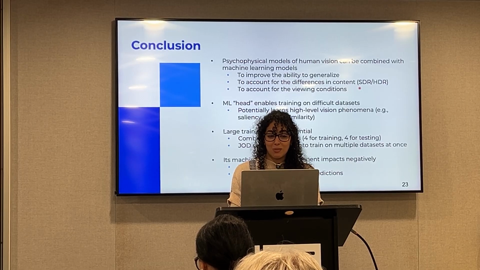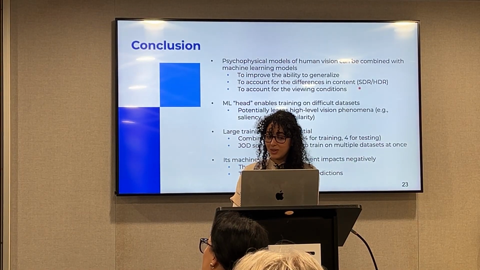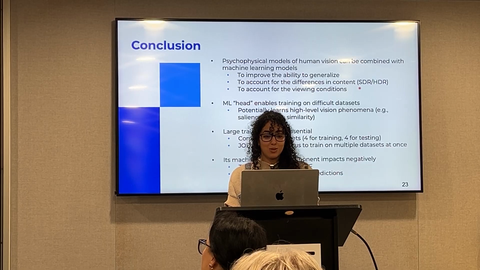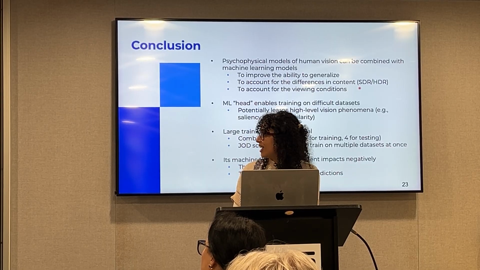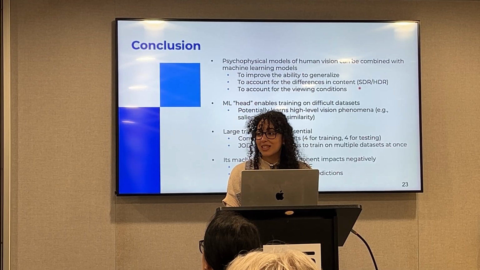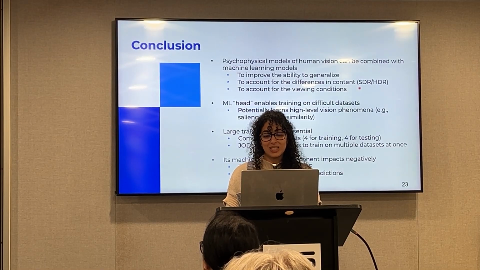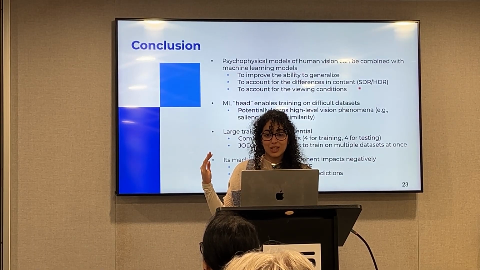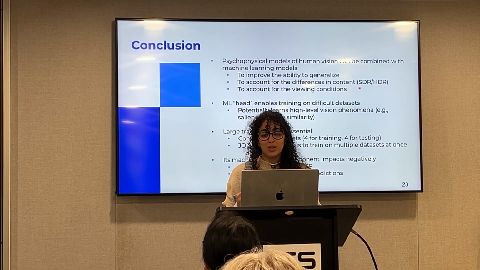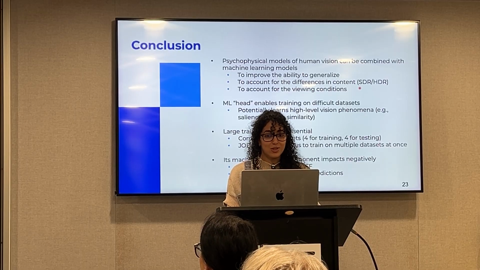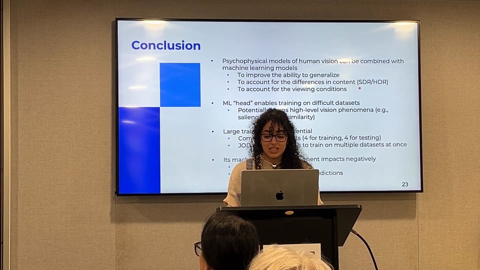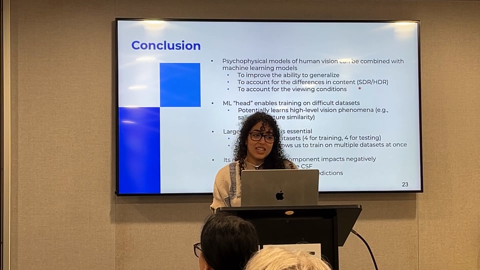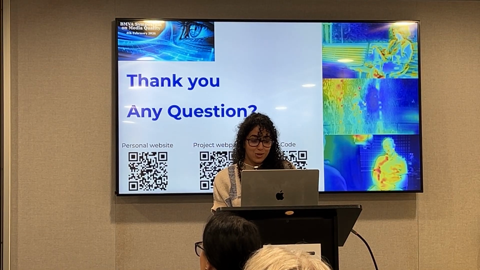However, we also found that the machine learning component negatively impacts both the modeling of the CSF and the monotonicity of the prediction. It's still a work in progress, something we're still working on and trying to improve. We still want to have the same high correlation that we get using transformers, but we also want to be able to model accurately the CSF and all the viewing and display conditions, and have something that can be used as a loss function. So that's all for my part.